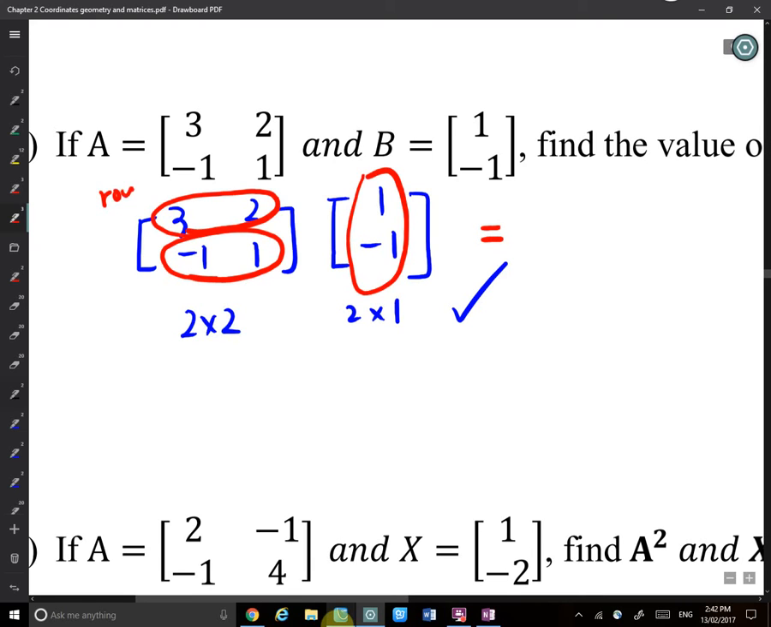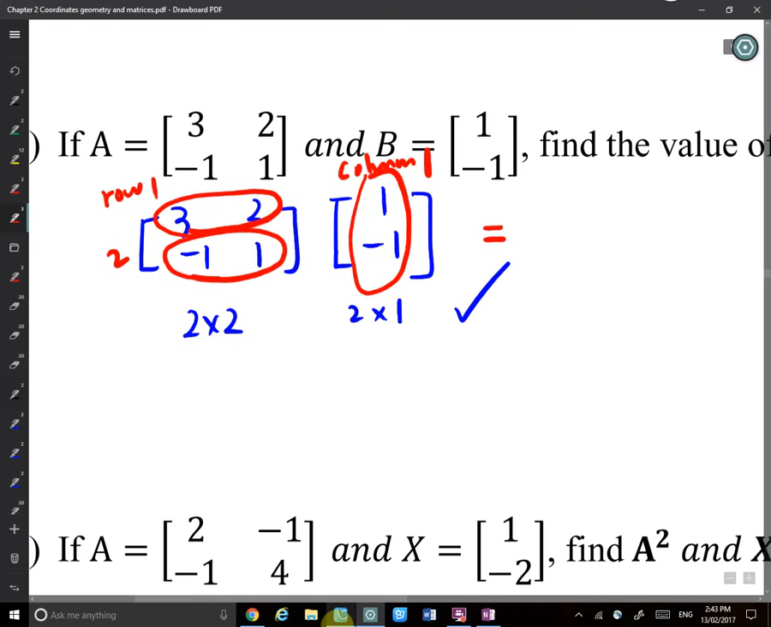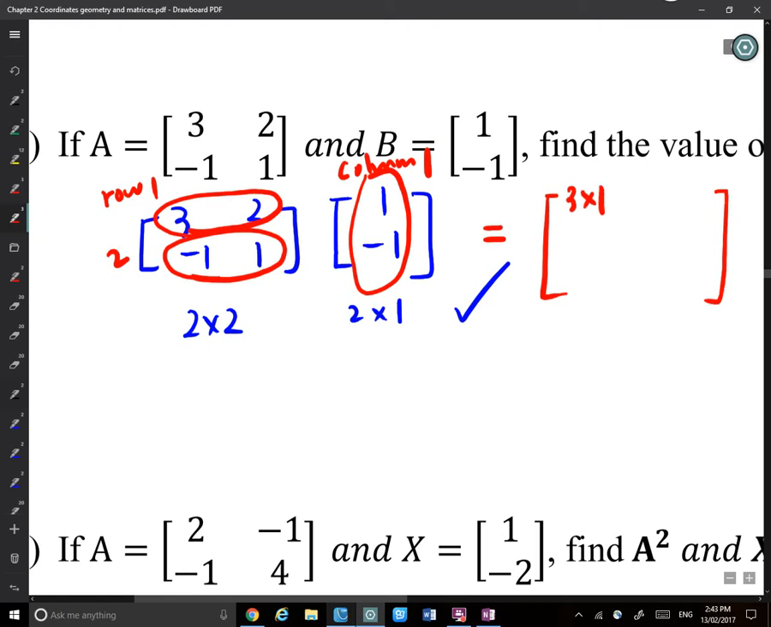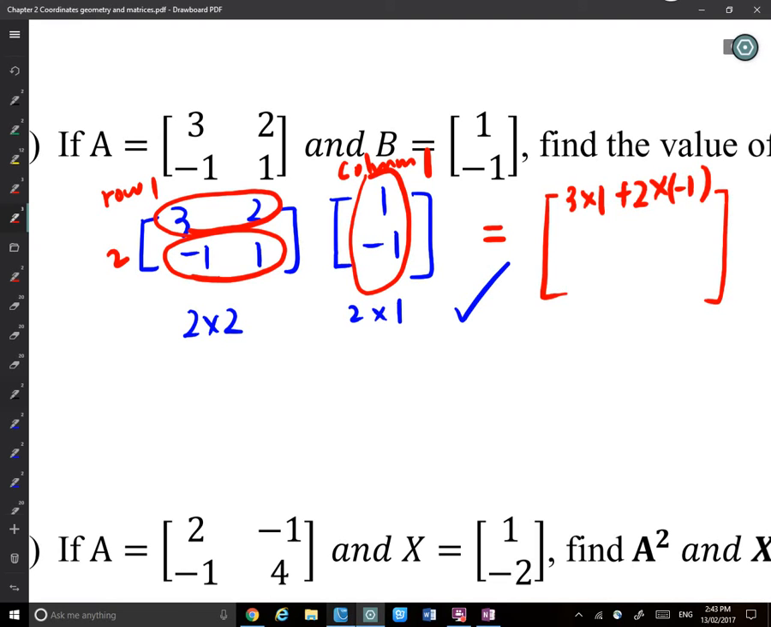That is row 1, that is row 2, that is column 1. So let's use row 1 to multiply column 1. The answer will be at row 1 and column 1. So how can we multiply row 1 and column 1? It's 3 times 1. The first number times the first number plus the second number times the second number. You use row 1 times column 1.